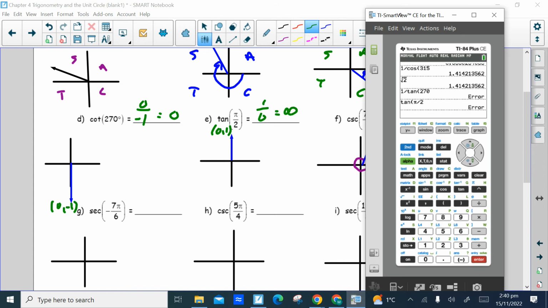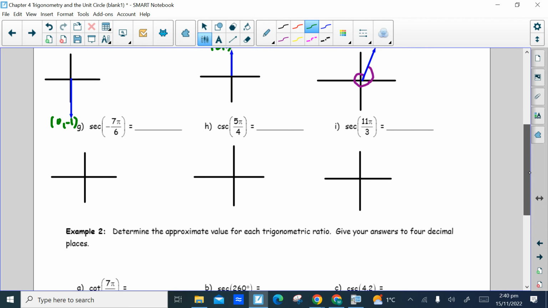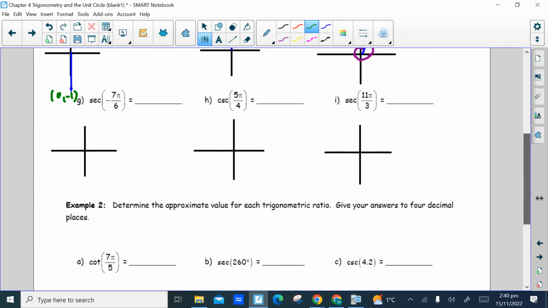So to check that, our calculator is in radian mode. Again, we don't have a cosecant button. We have to go 1 divided by the sine of 7 pi on 3, which is that decimal. And if you go 2 root 3 divided by 3, you get the same decimal. So that shows us that our answer is correct. Try those last 3 on your own.